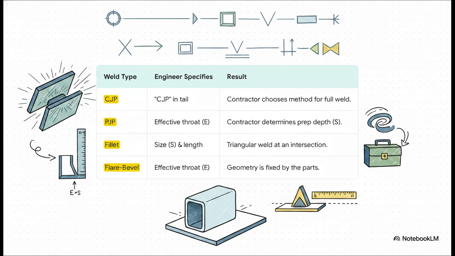Next, we have PJP, or partial joint penetration. Here, the engineer gets more specific. They're not just saying fill it up, they're defining a specific strength required for the weld, known as the effective throat. Then there's the classic fillet weld. You know this one. It's that triangular-shaped weld you see where two pieces of steel meet at an angle. It's defined by its size and its length. And finally, you've got the flare bevel weld. This is a neat one, often used for hollow or round parts, where the curve of the steel itself actually forms the groove that you fill with the weld.